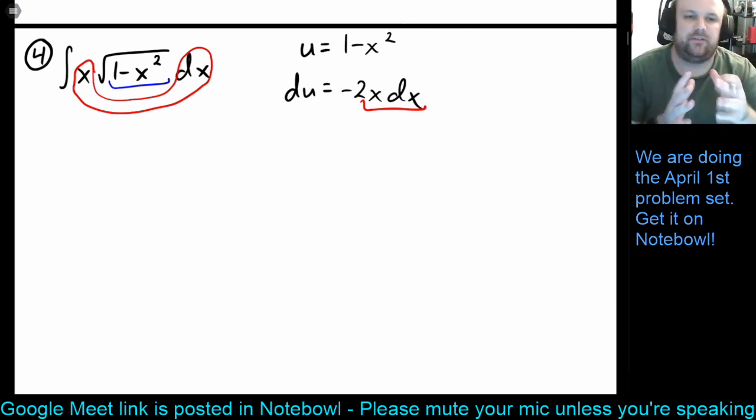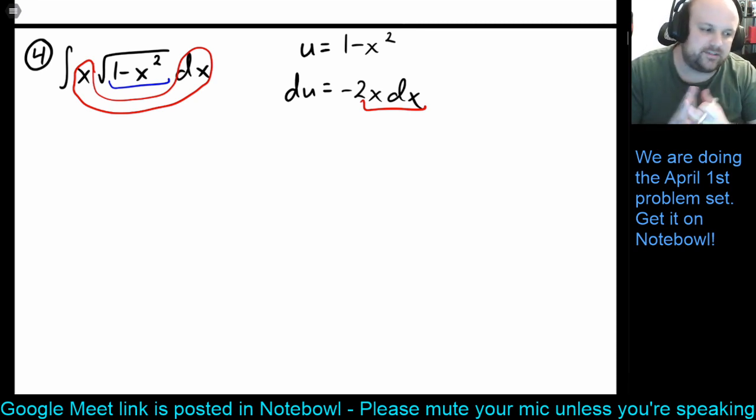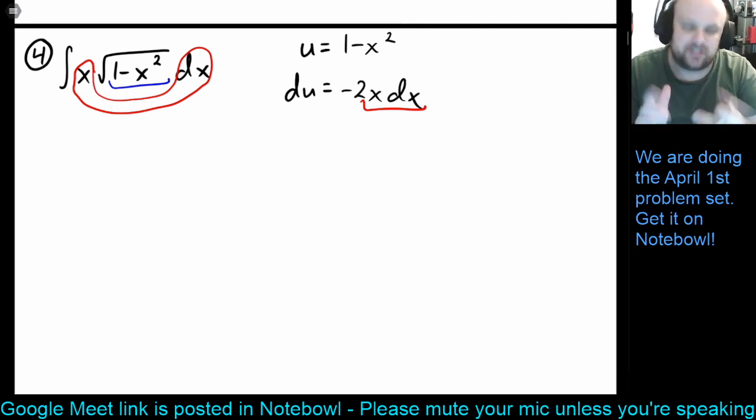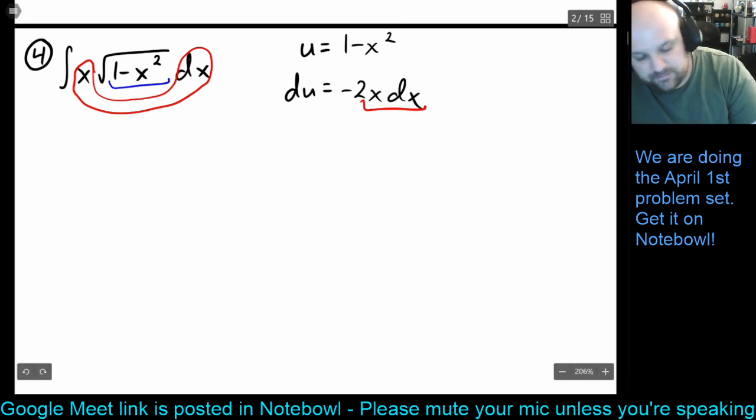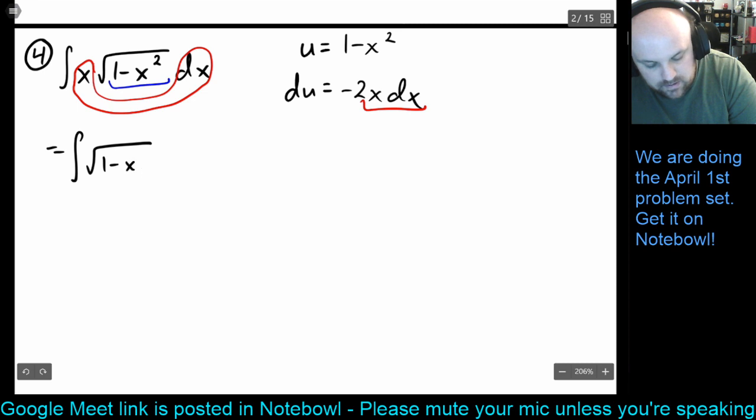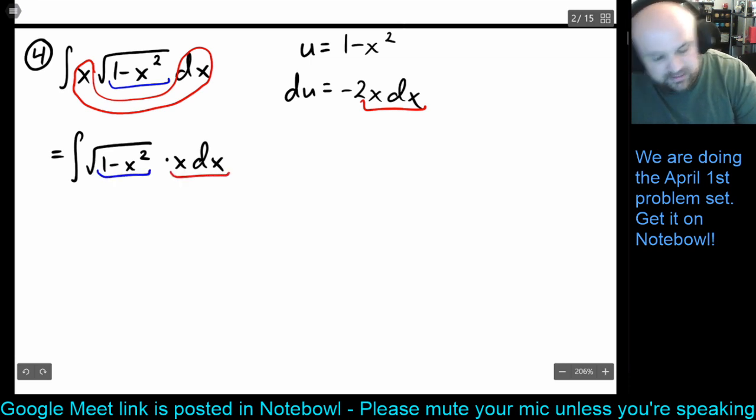So sometimes, you just want to keep an eye out here. The pieces that you want to use aren't always right next to each other, so you might have to do some rearranging. Like, for example, maybe before doing the substitution here, we could rewrite this like this, and then here it'll make more sense. Here's the piece for u. Here's the piece for our du.